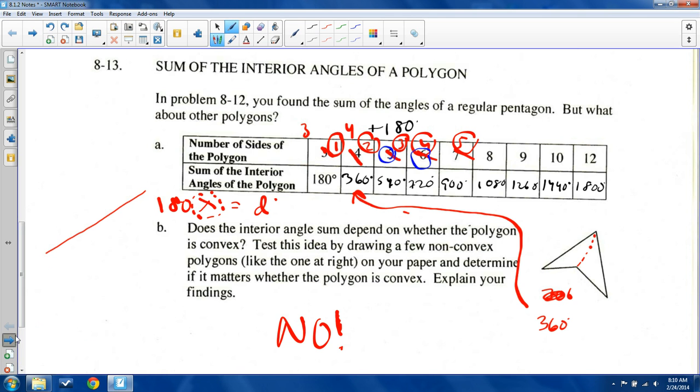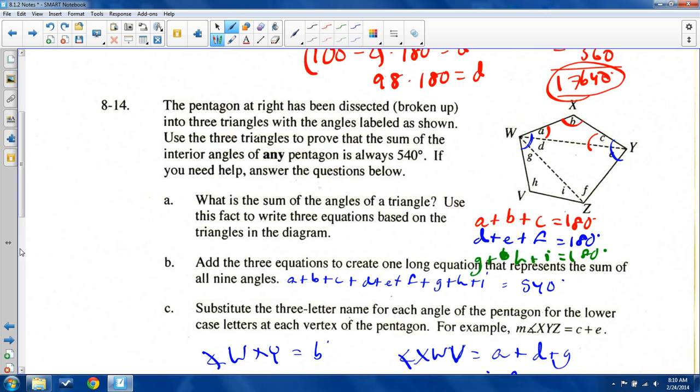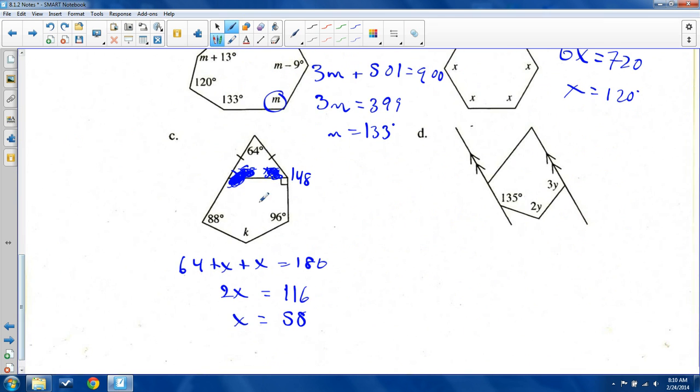So I'm looking for something that equals 540 degrees in solving for k, because it's a 5-sided shape, a pentagon, if you will. So 64 plus 148 plus 96 plus 88 plus k equals 540. 64 plus 96 first, that's 160. Plus 88 is 248. It's a k, by the way. 248 plus 148 is 396. So 396 plus k is 540.